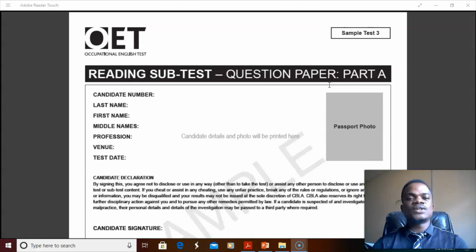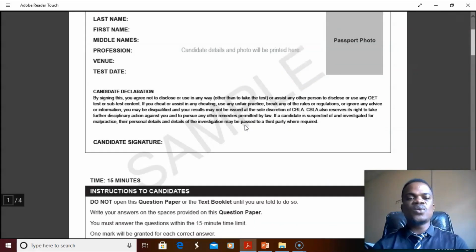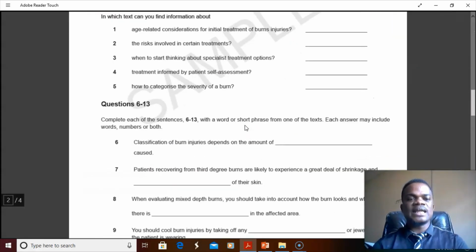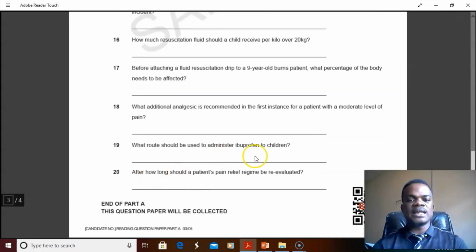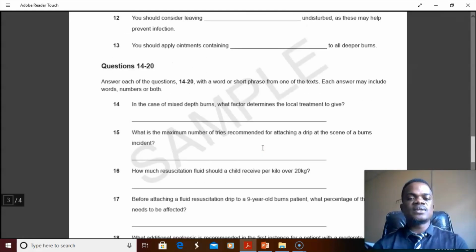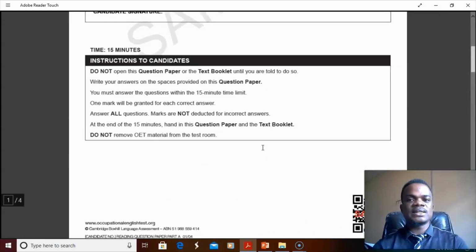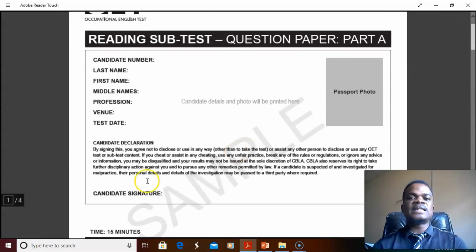Meaning for the first section, Part A, both the question paper and the reading text booklet will be given to you. For the questions, you have 20 questions in Part A, and you are supposed to answer these 20 questions in 15 minutes.